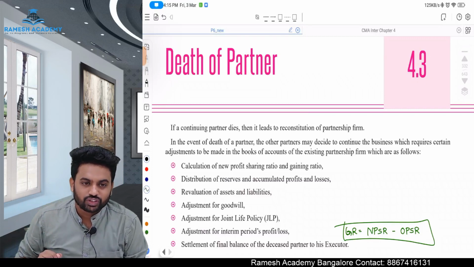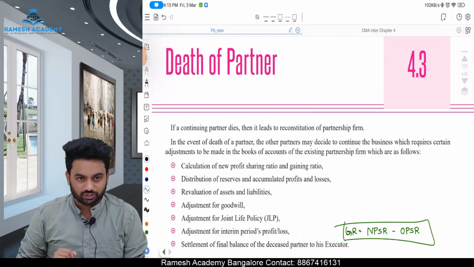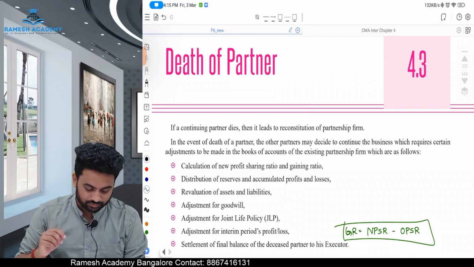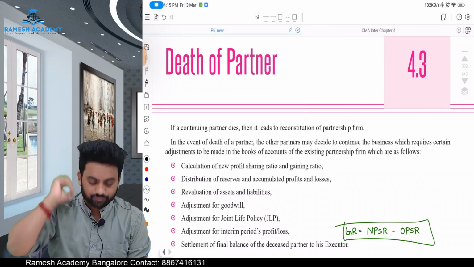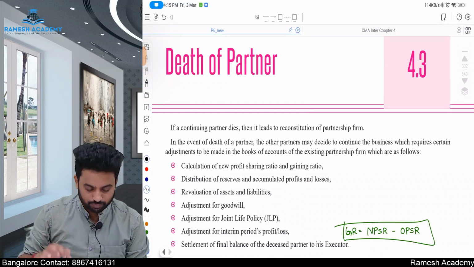Hi. So now we are starting with revision of death of partner. Same like a retirement only. Not many adjustments are there other than those for retirement. Like what are the adjustments we have done? Other than that, there are no other adjustments relating to death of partner.